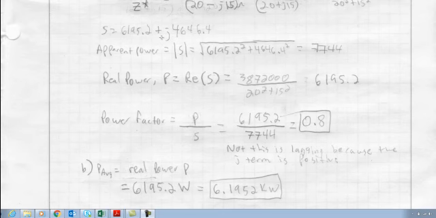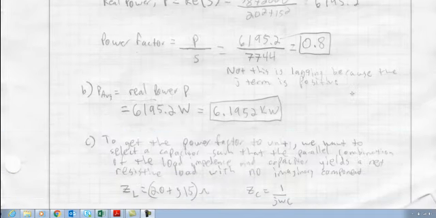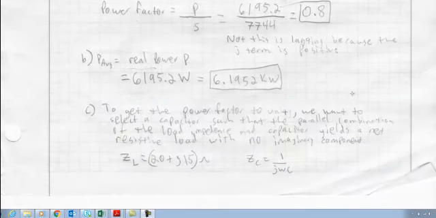Okay, so that solves for our power factor of 0.8, and the average power delivered turns out to be the same as the real power, P, so that is just 6195.2 watts, or 6.1952 kilowatts. Now, moving on to part C, in order to do some power factor correction, we want to add a capacitance in parallel.